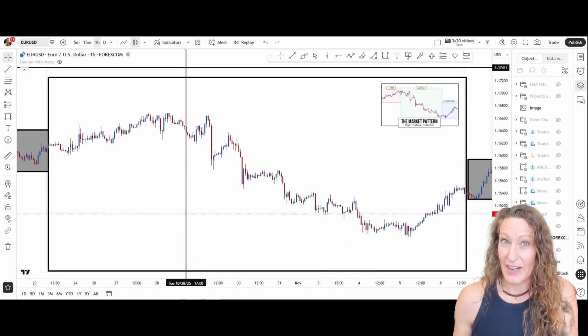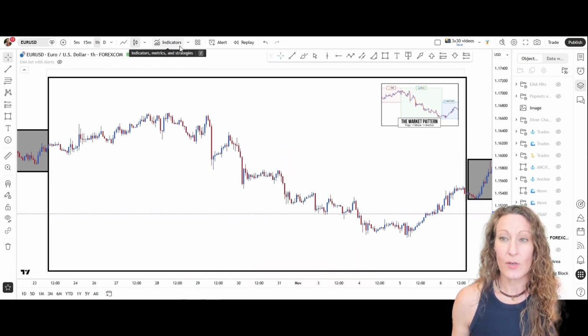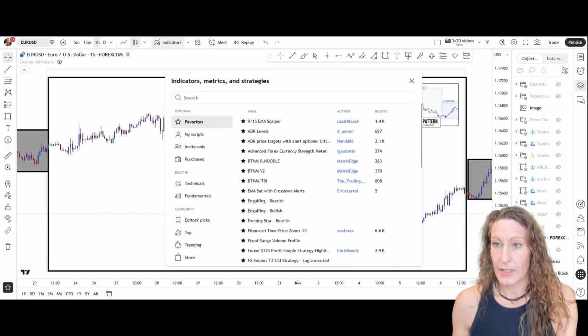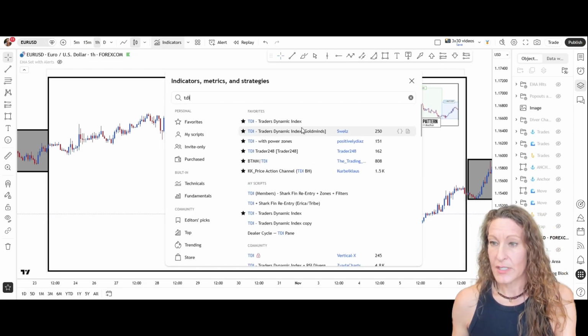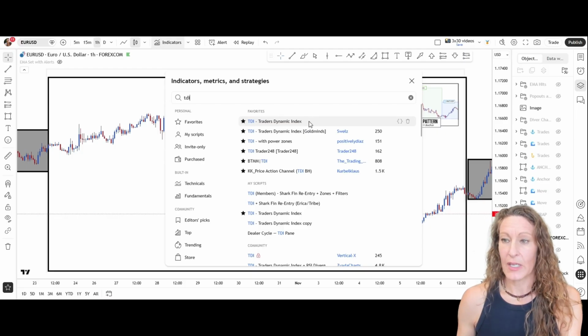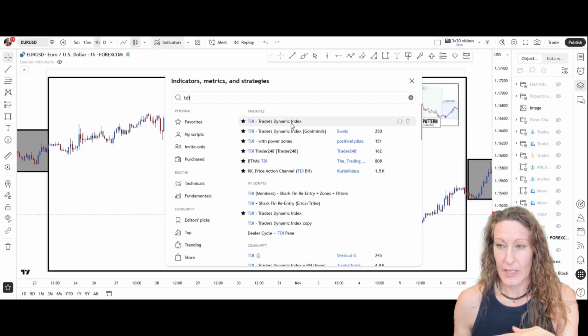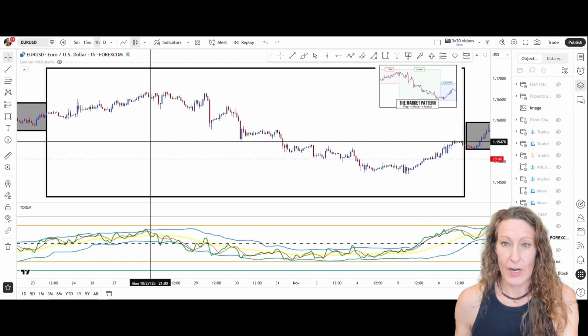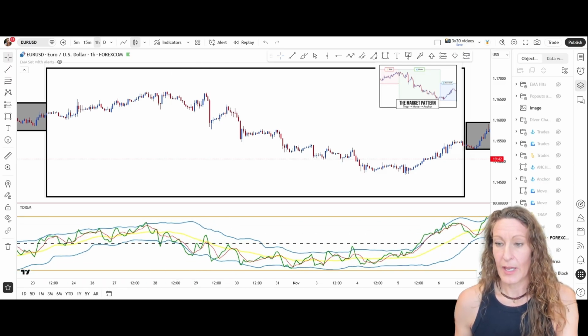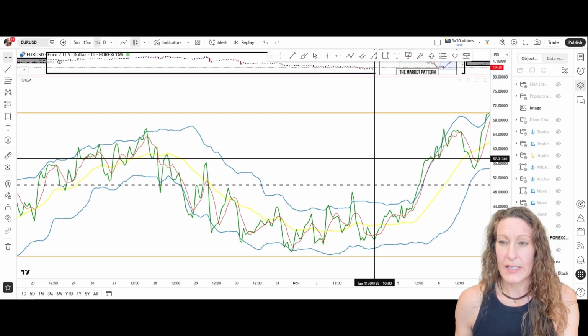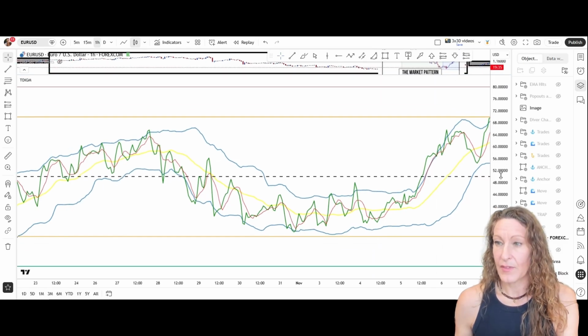TDI is another indicator. So we're going to go into our indicators. We are going to type in the search bar TDI, and you should see it's called Traders Dynamic Index. It should be the first one here. And when you click on it, it should add directly to your chart, and it should show up on the bottom just like this. Okay. So I'm going to get the chart out of the way here as we take a look at what TDI is. Kind of get the lay of the land here.